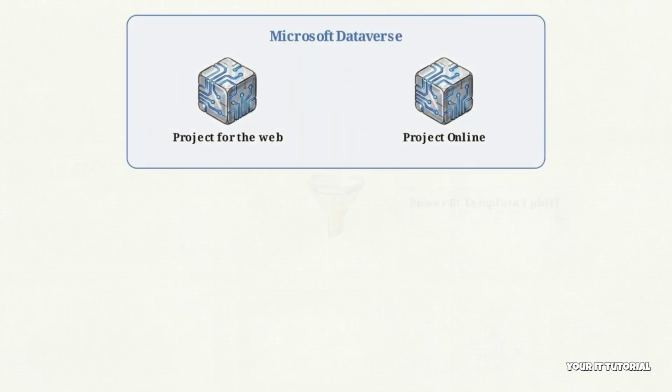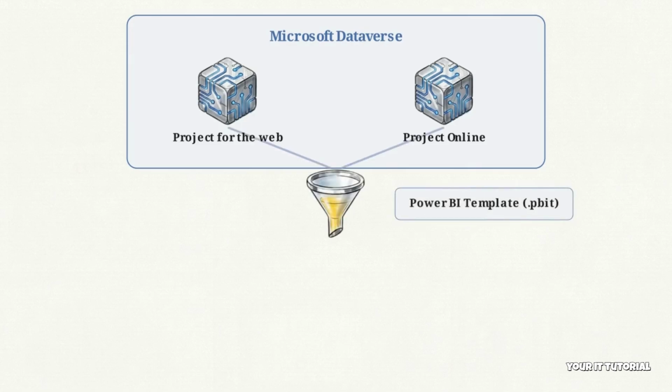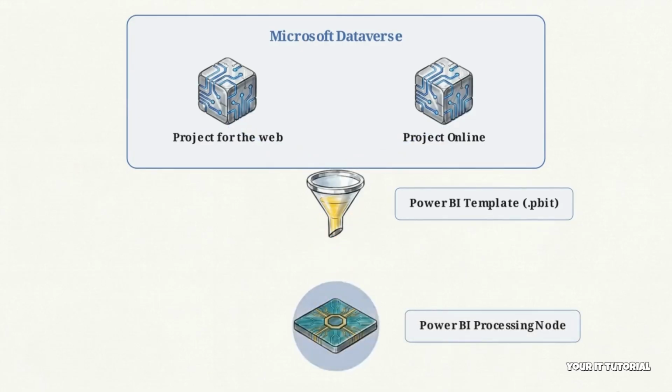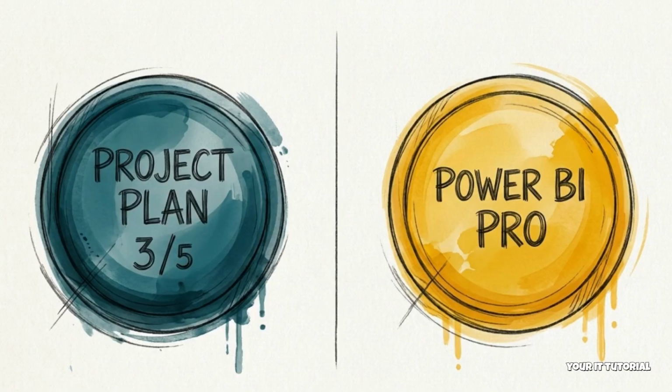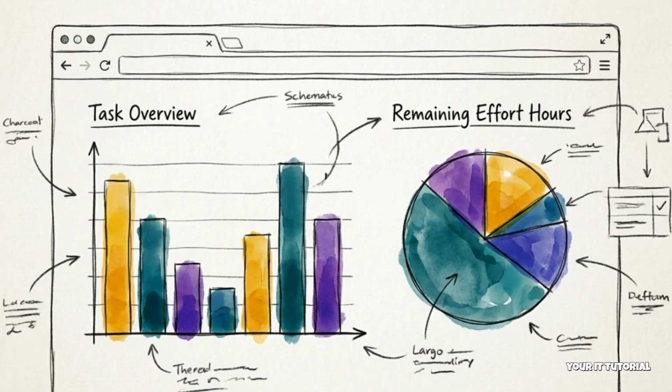To access this information, architects use specific Power BI templates designed to properly format the incoming data queries. This template pulls raw tasks, resource allocations, and timelines to construct a functional data model. This pipeline requires a Project Plan 3 or 5 license for data generation and a Power BI Pro subscription for the eventual deployment. This chart shows the result of that configuration, a consolidated Power BI report displaying a task overview and remaining effort hours based on live project data.